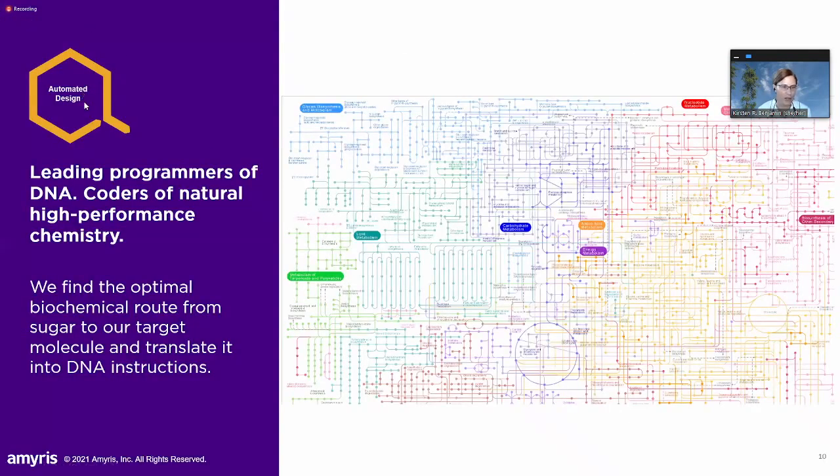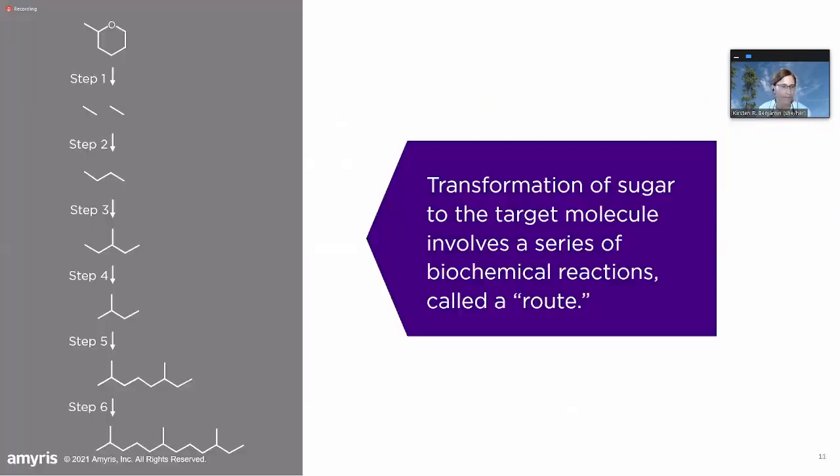So this cycle starts with automated design. We find the optimal route, the optimal biochemical route from sugar to our target molecule. And then we translate it into DNA instructions. We've built computer programs and computational systems to enable and facilitate this.